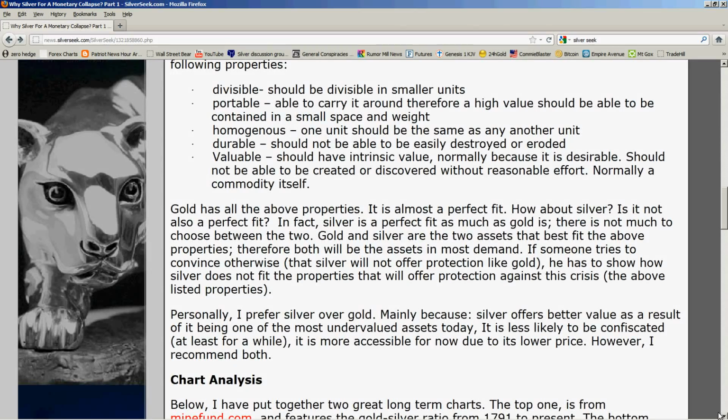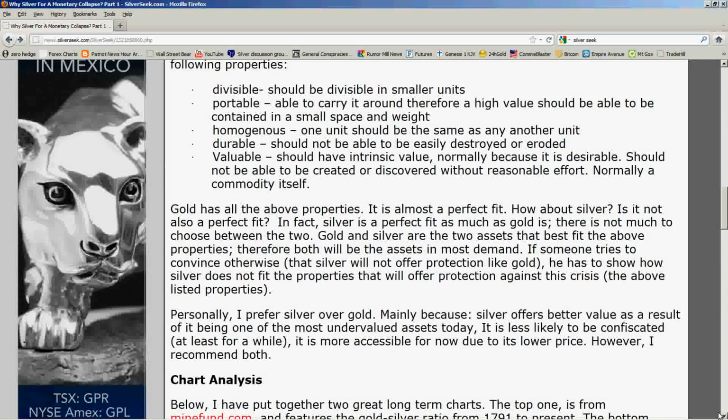How about silver? Is it not also a perfect fit? In fact, silver is a perfect fit as much as gold is. There is not much to choose between the two. Gold and silver are the two assets that best fit the above properties. Therefore, both will be the assets in most demand. If someone tries to convince otherwise that silver will not offer protection like gold, he has to show how silver does not fit the properties that will offer protection against the crisis, the above listed properties.